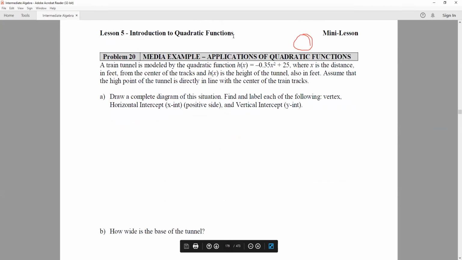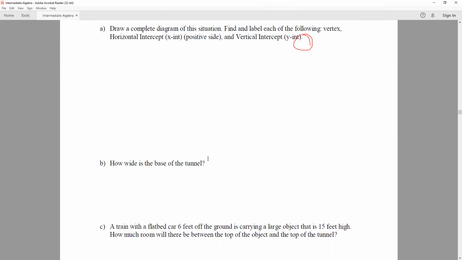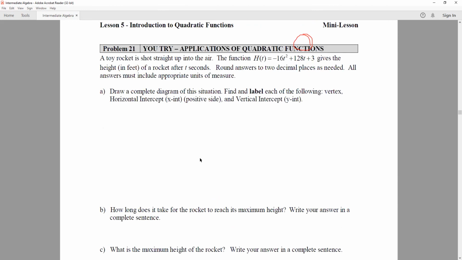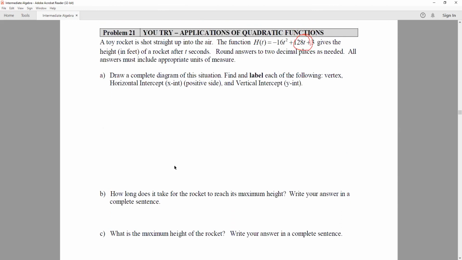Okay. Now this is a media example, so please watch the video on problem 20. It's a tunnel problem. Now let's look at problem 21.